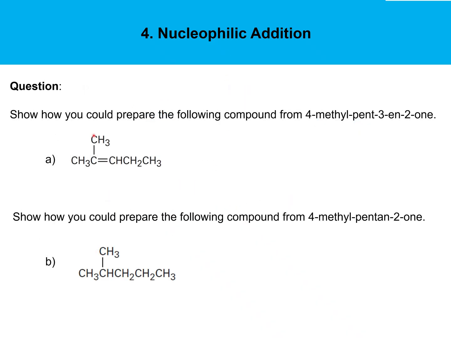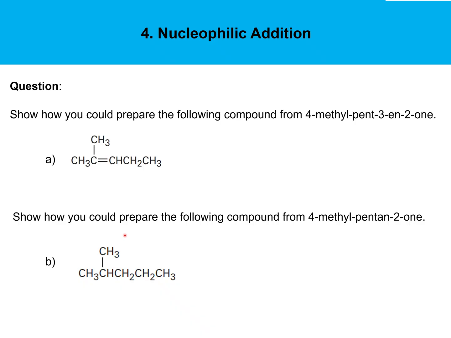Let's now practice some examples of the Wolff-Kishner reaction. So the question here asks us to show how you would prepare the following compound, which is shown here, from the following ketone, which is 4-methylpent-3-en-2-one. And in the next reaction, we're going to take 4-methylpentan-2-one and attempt to convert it into this alkane.